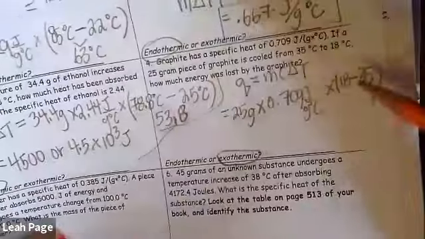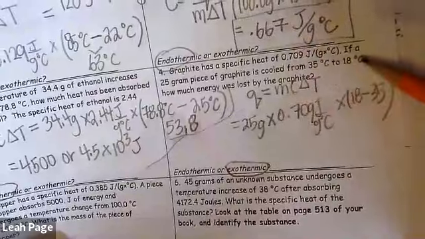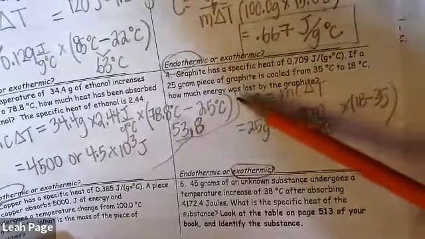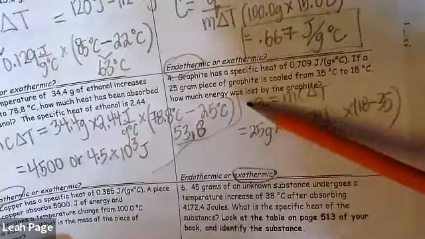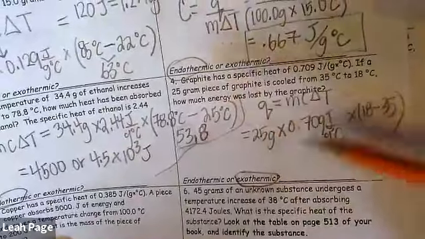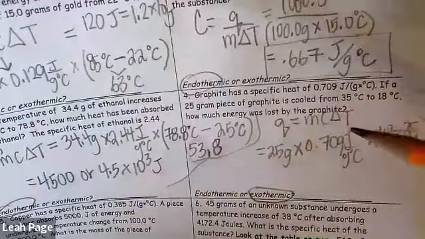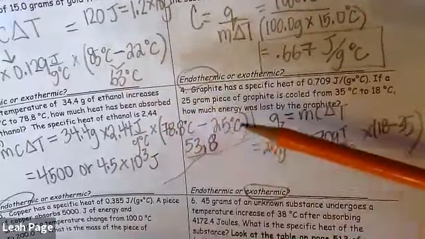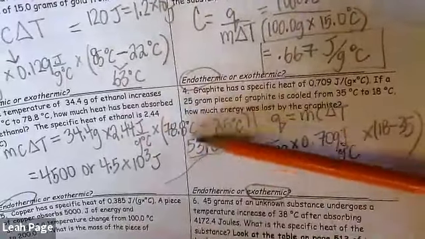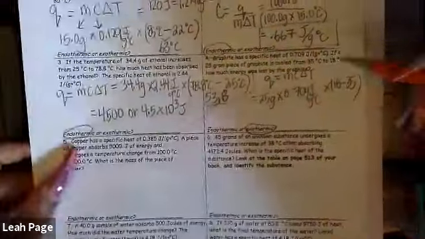So notice the difference. This time our temperature went down. Because our temperature decreased, that's why you're gonna end up with a negative number. You're gonna end up losing heat when your temperature decreases. In the other case, our temperature increased, so our final is this and this is our initial. In this case, our temperature decreased. You put this in your calculator.